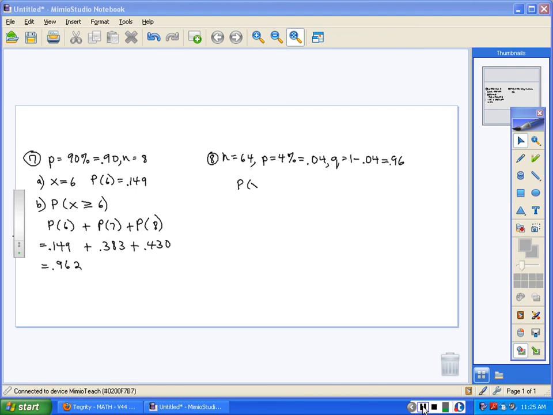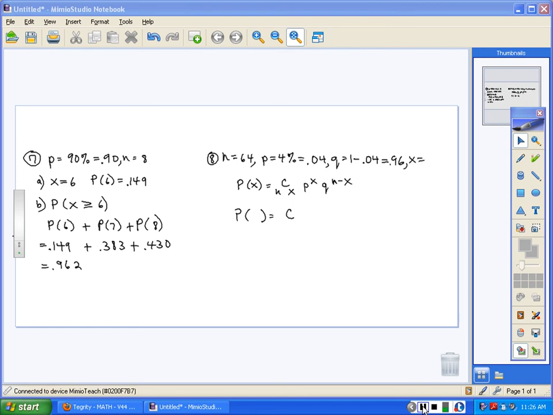The P of x is equal to Cnx, P to the x power, and Q to the n minus x power. You do not need to memorize that one. I will write it on the board during the midterm exam. Okay, so we're going to replace every letter with a number except the capital P is going to stay capital P and the capital C is going to stay capital C, but everything else will be replaced by a number. Oops, I need X, don't I?